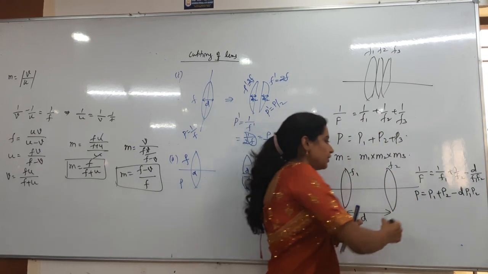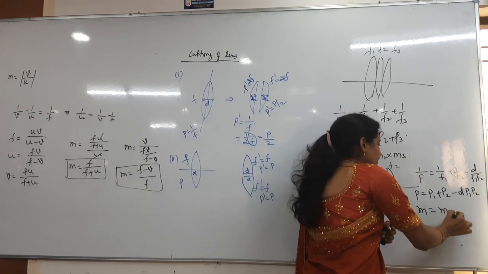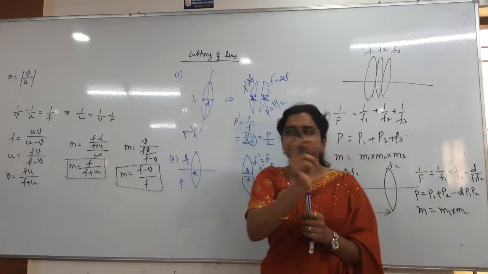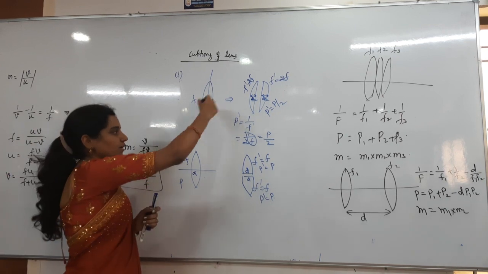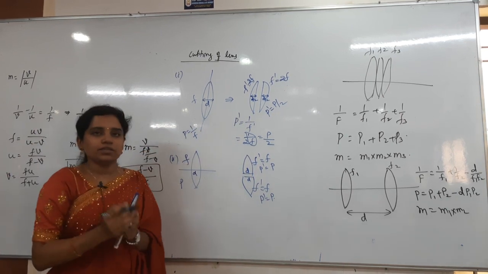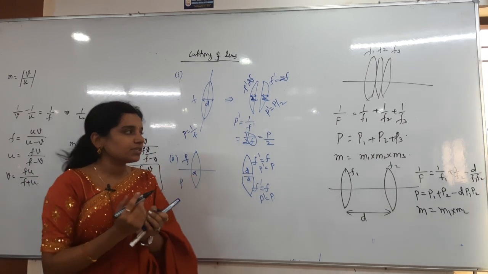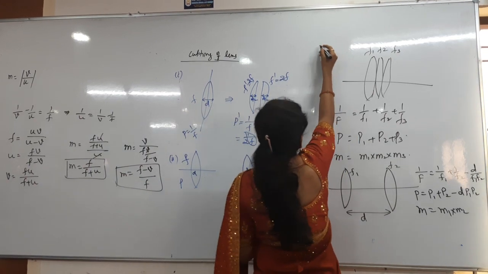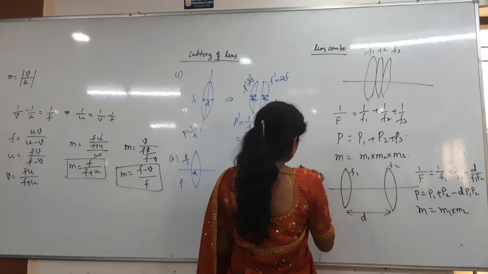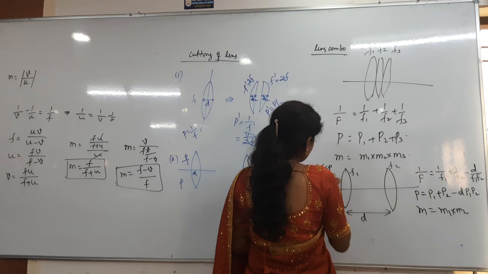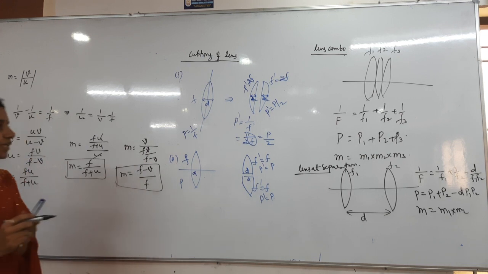Clear? Then again, magnification does not depend on the distances. So M is equal to M1 into M2. Why? Because they are placed just next to each other. So whenever you are cutting the lens, this will be the methodology, and whenever we are arranging the lenses very close to each other, or apart from each other. Clear? That is about the formulas. Just copy everything. Everything, copy, cutting of the lens, everything.